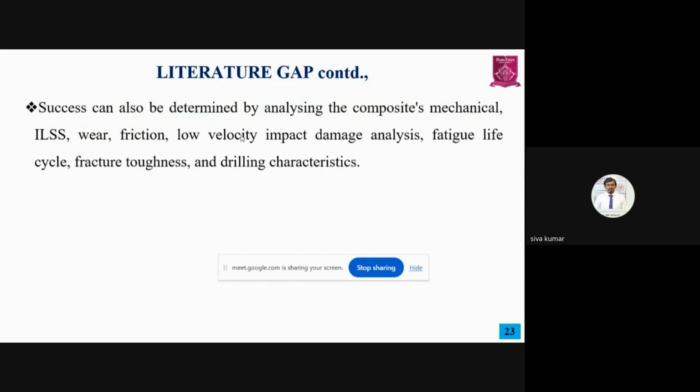After completing this, I have analyzed different properties like interlaminar shear stress, wear, friction, low velocity impact damage analysis, fatigue life cycle, fracture analysis or fracture toughness, and drilling characteristics. It is a kind of machining characteristic.